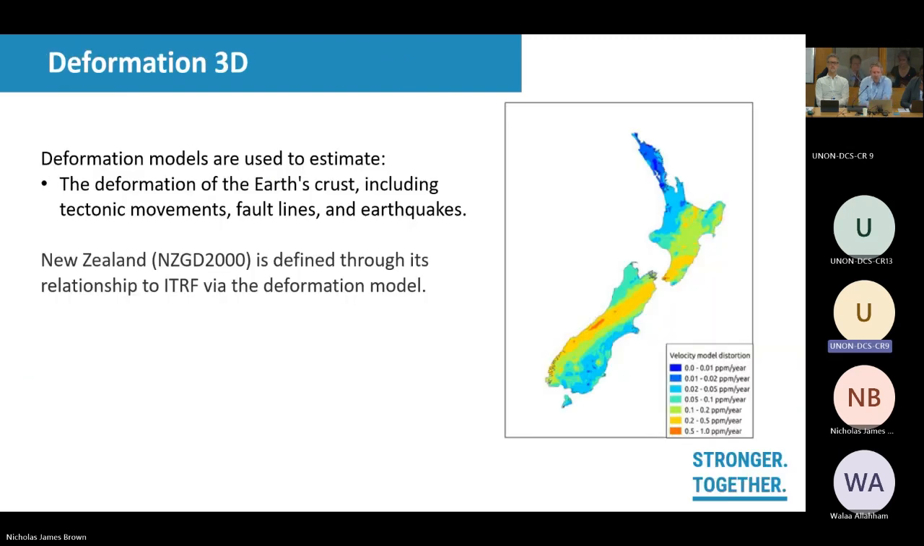Here's an example from New Zealand where it definitely is required. So they have a good use case. They have deformation models to estimate the movement of the Earth's crust, including the tectonic movements from fault lines and earthquakes. And so they have the New Zealand Geodetic Datum 2000, and it's defined through a relationship with ITRF via a deformation model. So a user collects information in real time and then applies a model within New Zealand to make sure that their coordinates are the most up to date. And part of that model is a deformation model.